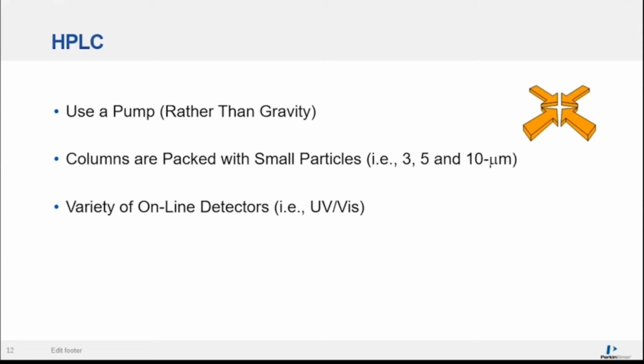Well, when you use a pump to push the liquid and you use smaller particles in your column, you now produce pressure. And so this technique became known as HPLC, high pressure liquid chromatography. But the name we really prefer to use today is high performance liquid chromatography, because that's really what it is.